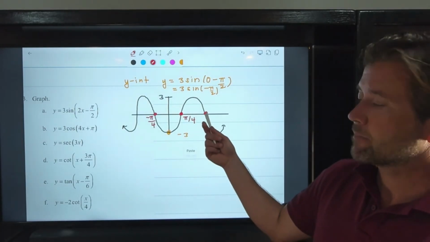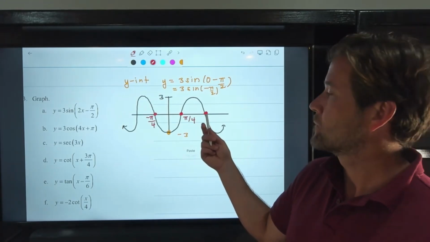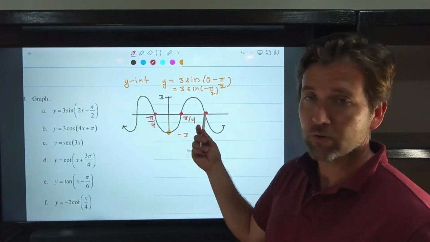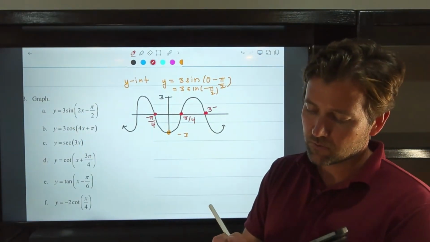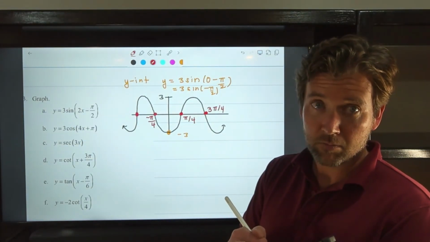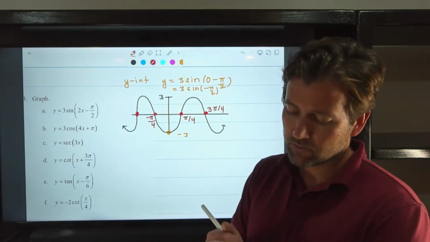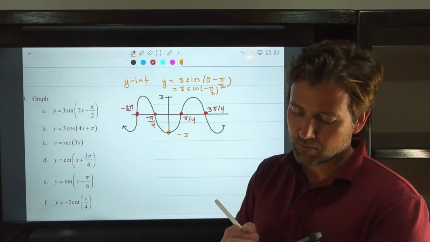This x-intercept for cosine is normally 3 pi over 2. But we divide by 2, we get 3 pi over 4. And similarly, this is -3 pi over 2, divided by 2 is -3 pi over 4.